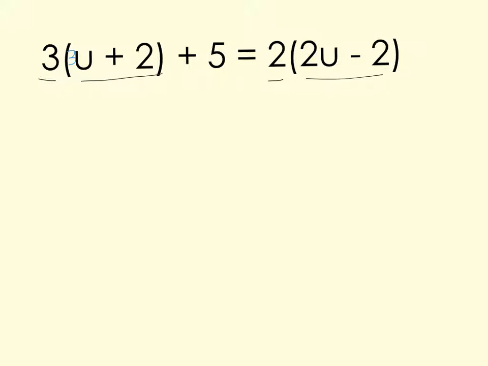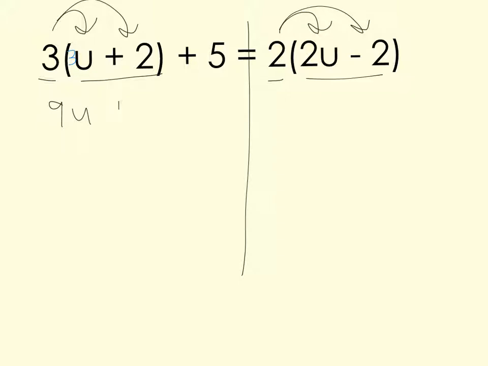So I'm going to go ahead and draw on my train tracks and just use the distributive property. So I'm drawing in my arrows to remind myself that I need to multiply. And 3 times 3u, again I had to add that 3 in, was 9u plus 6 plus 5 equals 4u minus 4.